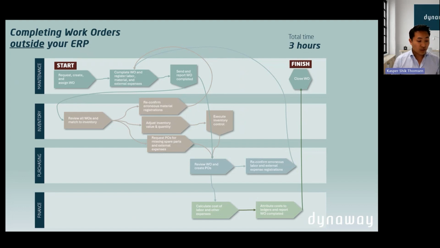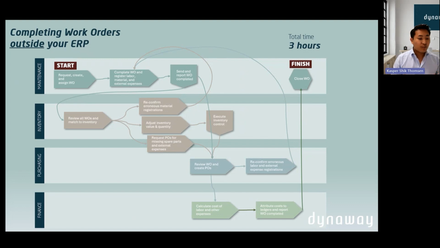Of course, you need to involve inventory. So how do I know if it's on hand? How do I know if it's not? And so on and so forth. You need to involve purchasing if it's not on hand. How do we purchase that? Or if we need a third-party contractor, how do we get a purchase order easily created? And finance for allocating all that consumption that I've registered on my work order.